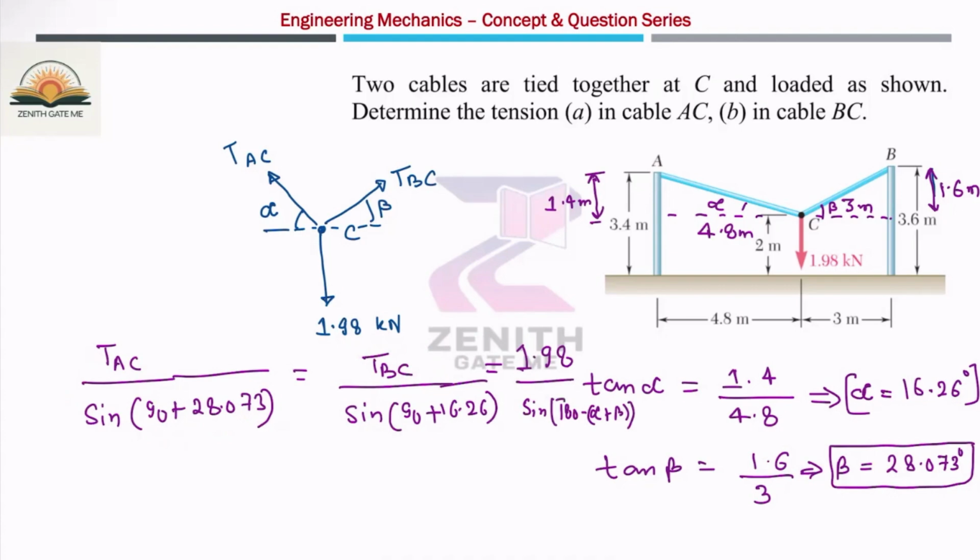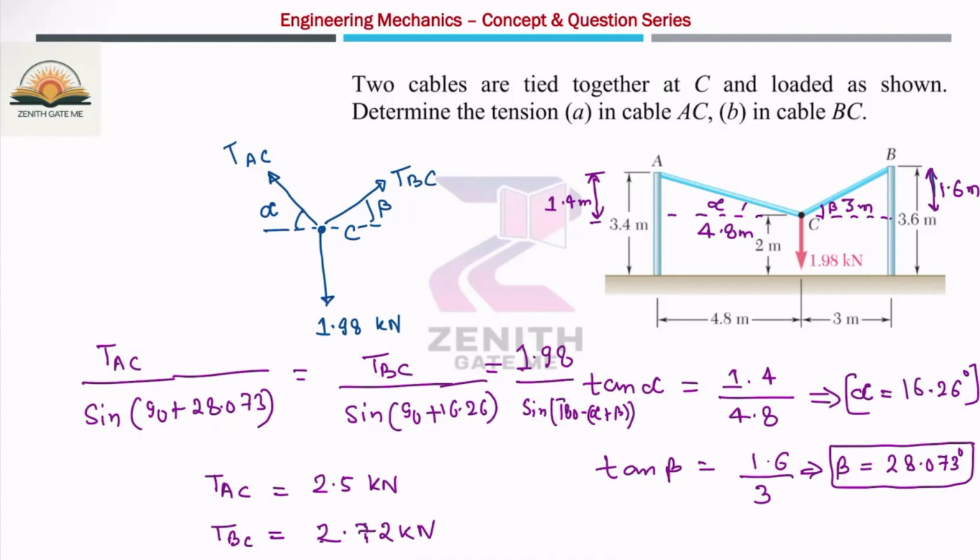Because I have to calculate this value, the total angle is 180, so I'm just subtracting the alpha and beta values. Once you solve, you will get the tension in AC as 2.5 kilonewton and in BC as 2.72 kilonewton. So you have to calculate the tension in cable AC as well as BC.